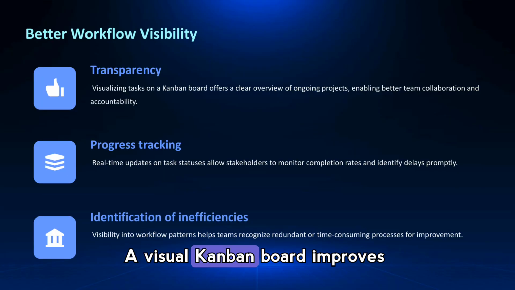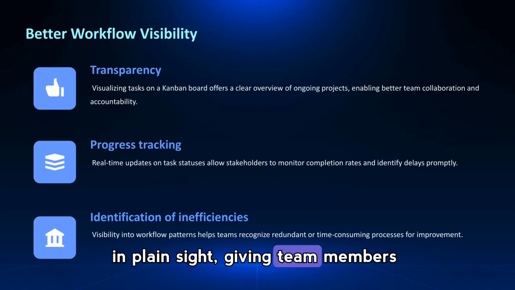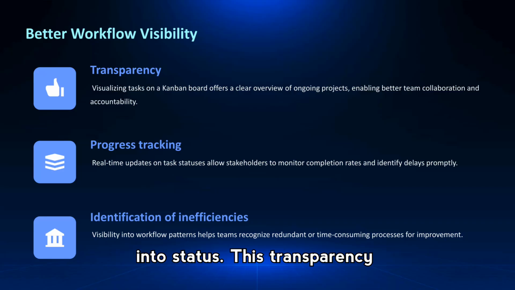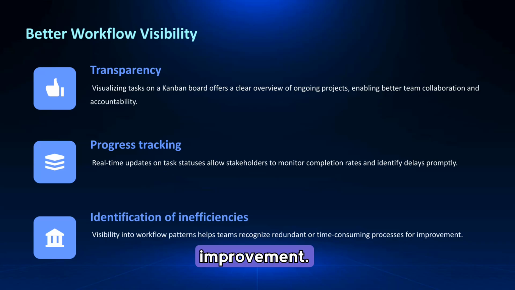A visual Kanban board improves workflow visibility by showing tasks in plain sight, giving team members and stakeholders real-time insight into status. This transparency supports better collaboration, lets leaders track completion rates, and makes it easier to identify inefficient or redundant processes that need improvement.